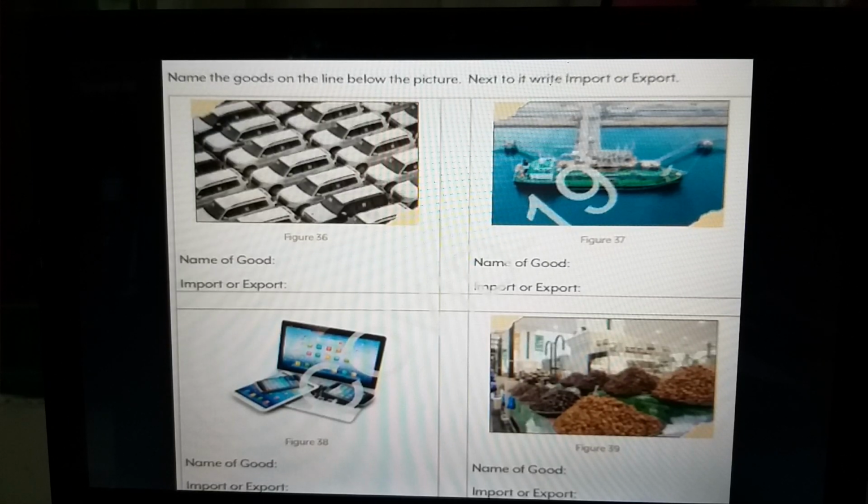What is that? Heavy goods or oil are carried by ships. So they are both import and export. Good job. Figure 38. What is that? Yes, electronics. Is it import or export? Yes, import. Last, figure 39. What is that? Yes, dates. Is it import or export? Yes, export. Good job.